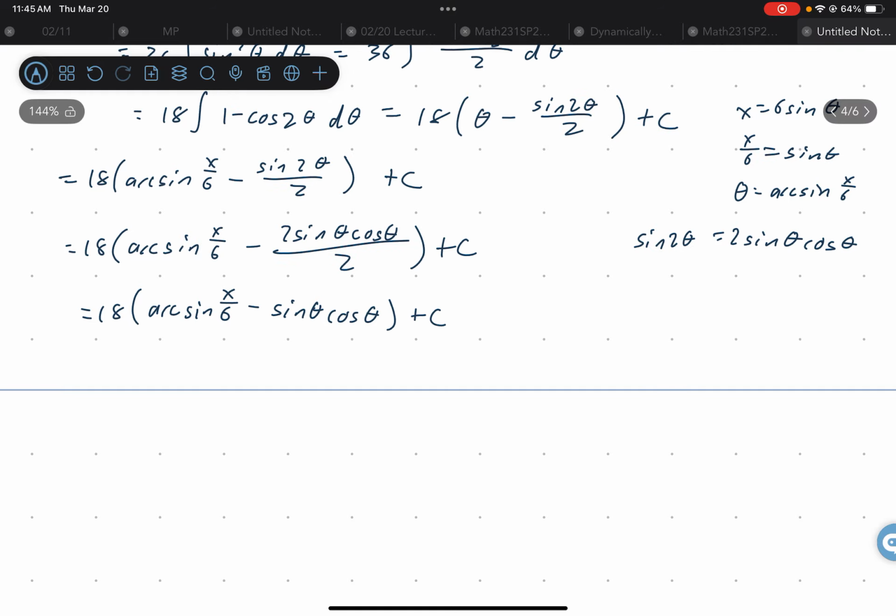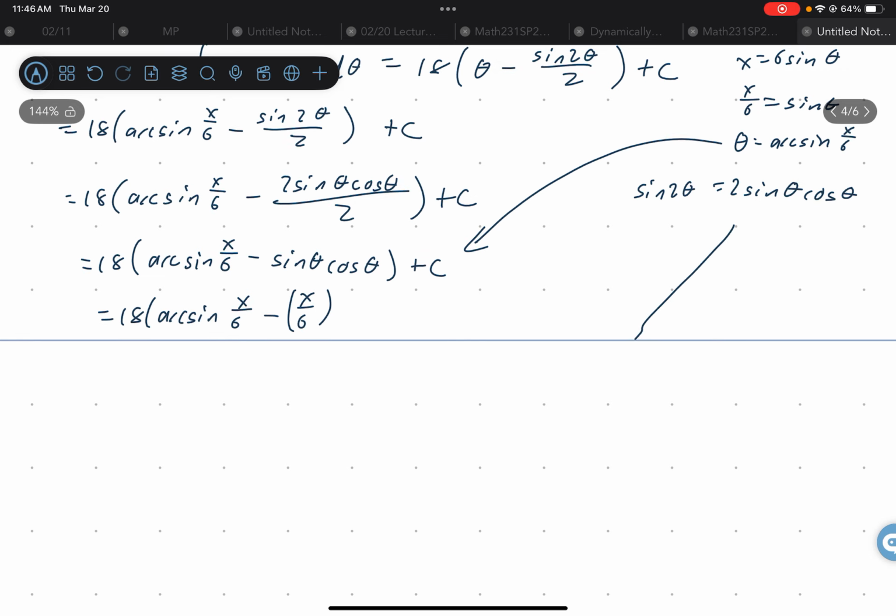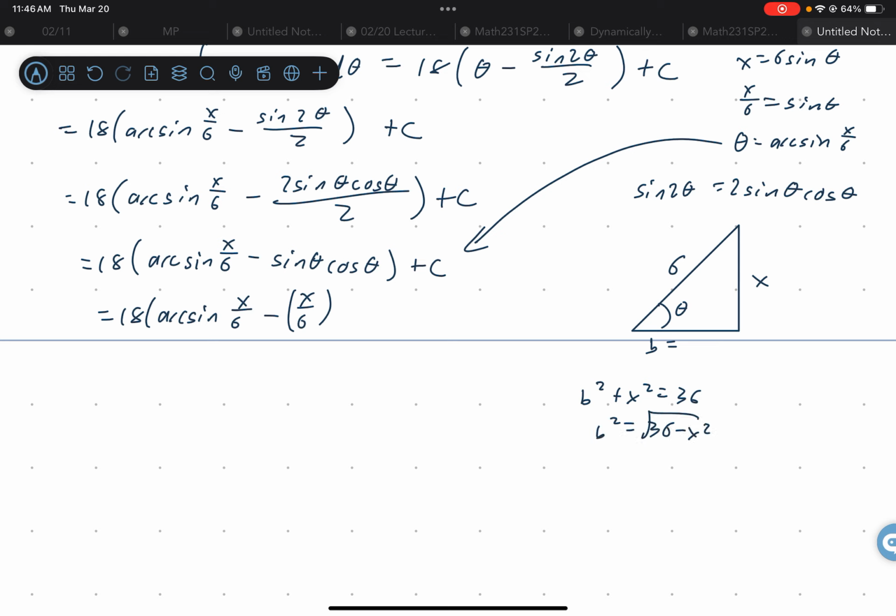All right, now this is something that we can do. So now we just keep plugging in theta into here. So it equals 18 times arc sine of x over 6, and then sine of arc sine is just, it's not going to cancel out, so we have x over 6. And then here's where we have to draw our triangle, because we're trying to find cosine of theta, and we know what arc sine of theta is, so we can find cosine. We need to find this side right here, so we just use the Pythagorean theorem, and that's the square root of 36 minus x squared.